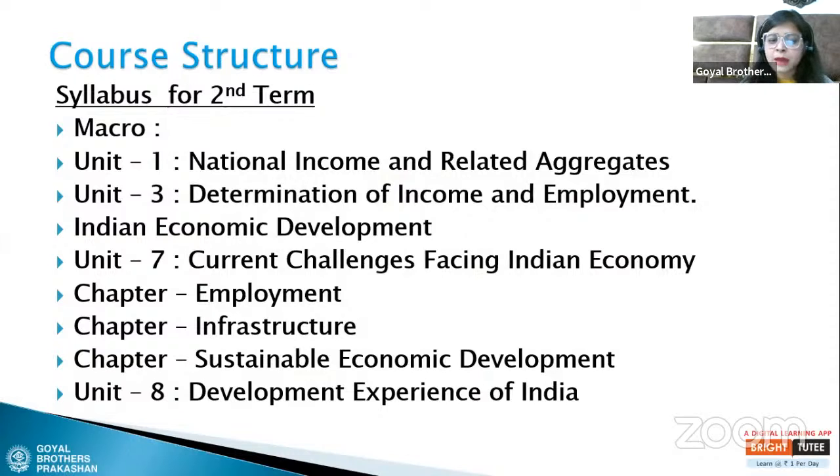The first 3 chapters from this unit have already come in Term 1, apart from the first 3 chapters of Unit 6, which have also been covered in Term 1. Apart from that, Unit 8, Development Experience of India. I'm pretty much sure by now everyone is aware of what all chapters or units are coming in the exam.